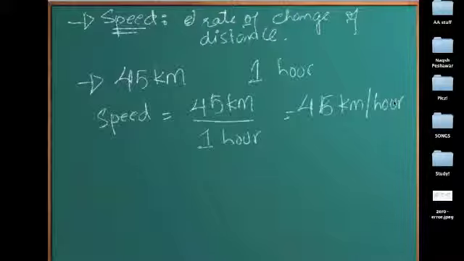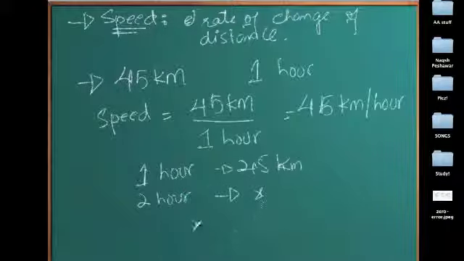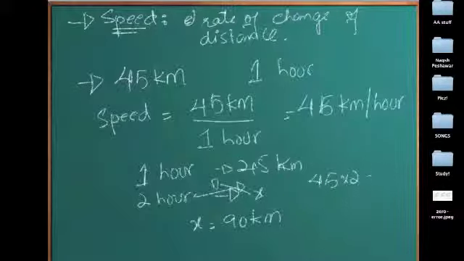Now, if you ask me how much distance would you cover in 2 hours, I would simply say that if I covered 45 kilometers in 1 hour, I might just cover 90 kilometers, simply ratio method, and you would find 45 into 2 would give you 90 kilometers. So this gives you a basic idea of what speed is. Speed is simply the rate of change of distance. Change in the distance divided by the change in time.